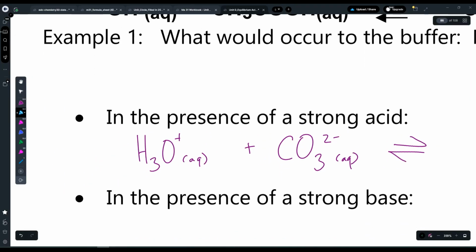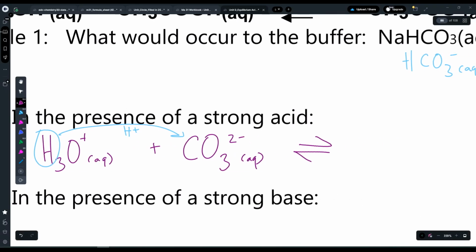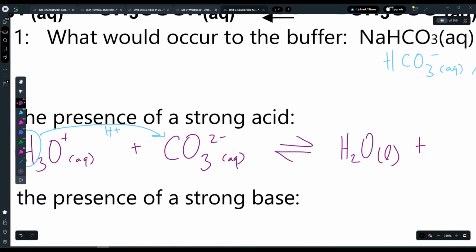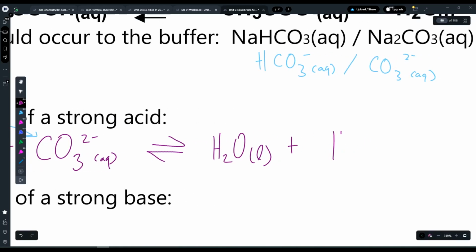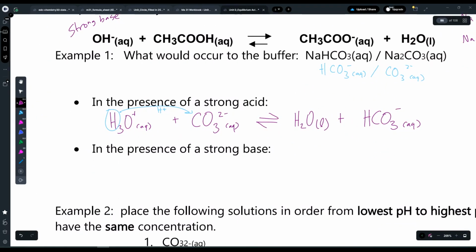So what's going to be happening here is our acid is going to transfer one proton over to our base. So if I imagine hydronium with one less hydrogen in it, that's going to give me water, and then the carbonate ions with one more hydrogen in it, that's going to give me hydrogen carbonate with a 1- charge. Okay, so that's what would happen in the presence of a strong acid for our buffering solution.